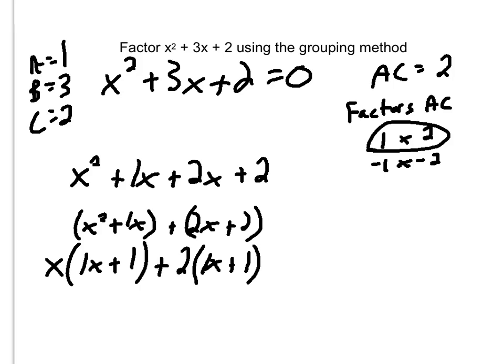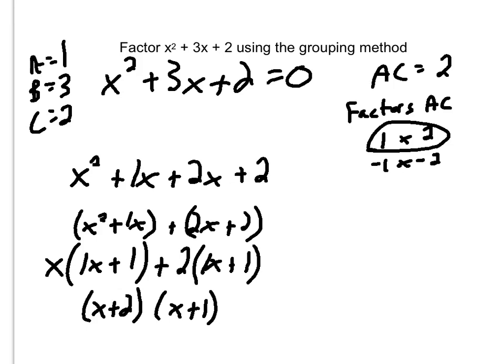So now what that does is tell me what my factors are. I'm going to take the stuff outside the binomials, x plus 2, and that's one of my factors. And then my other factor is what's inside the binomials, 1x plus 1, or just x plus 1. And there's my factors. This quadratic can be factored as x plus 2 times x plus 1.